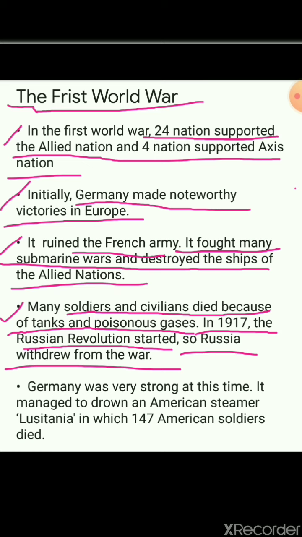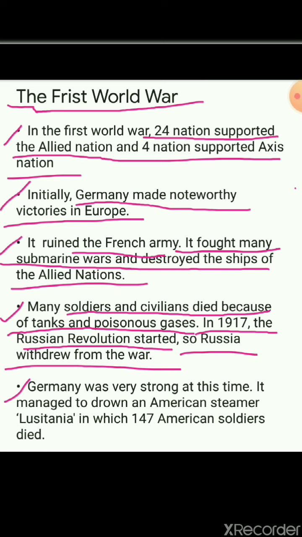When we see the word revolution, what does revolution mean over here? A sudden change in the economy which is for the welfare of the society or for a country is said to be revolution. So in 1917, the Russian Revolution started, and Russia withdrew from the war. That means Russia withdrew from the First World War.